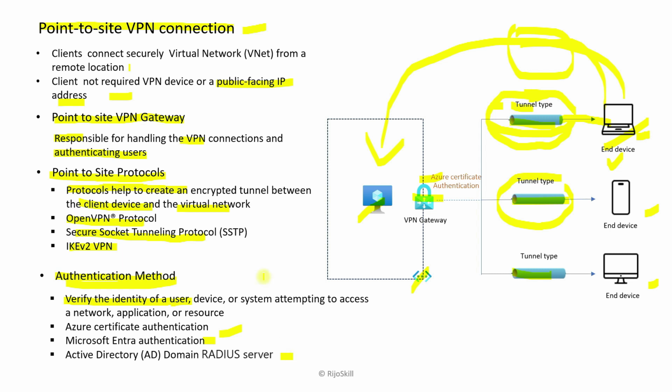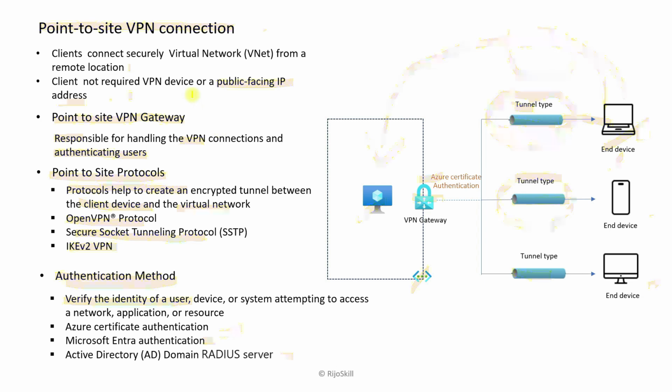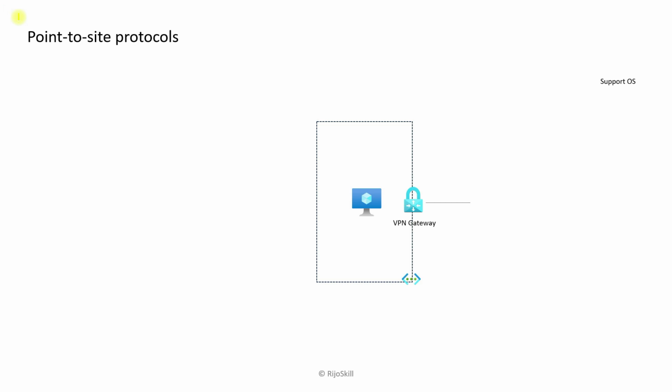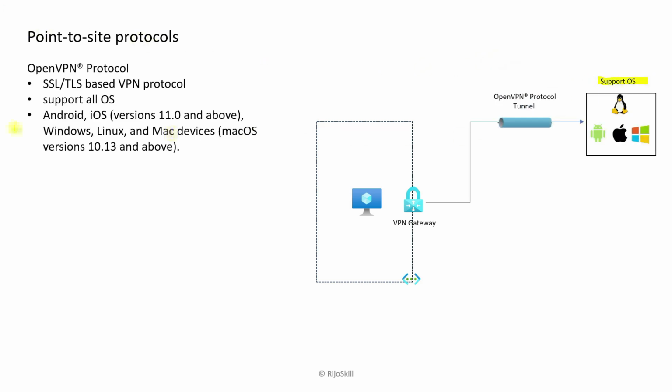Okay. So next we will cover the tunnel protocols. What tunnel types are available in the Point-to-Site VPN connection? Here you can see the supported OS. First, the OpenVPN protocol. This is an SSL/TLS based protocol that supports all your operating systems. This is very important: the OpenVPN tunnel type will support Linux, Mac, Windows, Android, and Apple mobile also. So this one is the OpenVPN protocol.